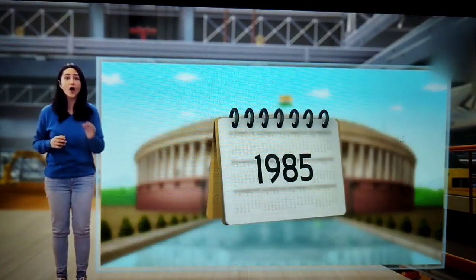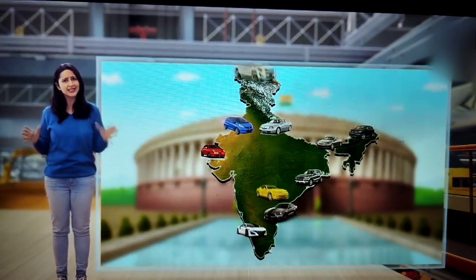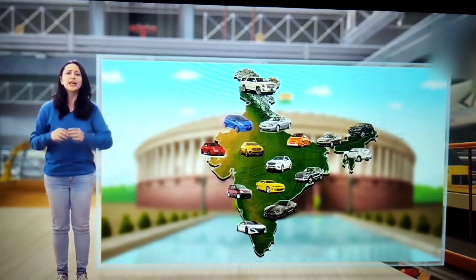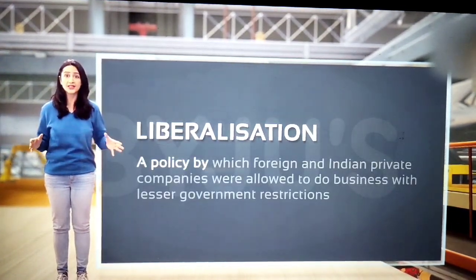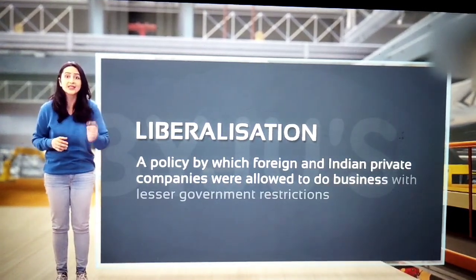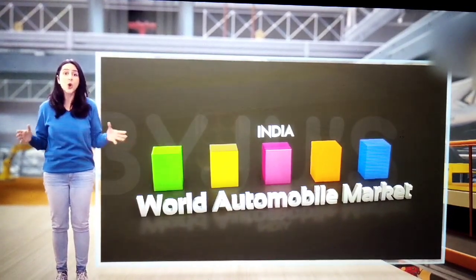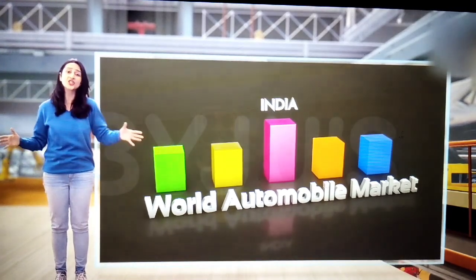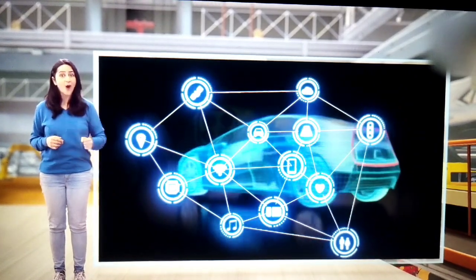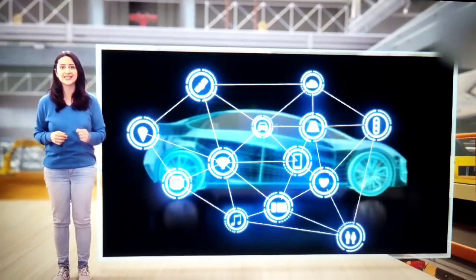After the liberalization of the Indian market in 1991, various new and contemporary companies and models of vehicles came to the Indian market. Liberalization was a process where foreign and Indian private companies were allowed to do business with lesser government restrictions. Today, Indian automobile market is one of the largest in the world. With new innovations and designs, automobile industry observed a healthy demand and growth in India.